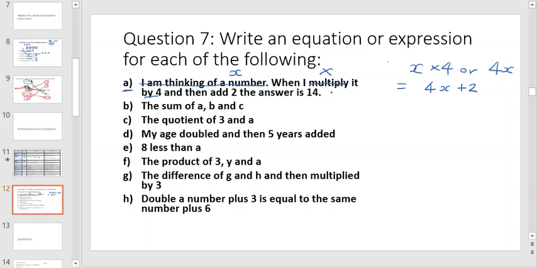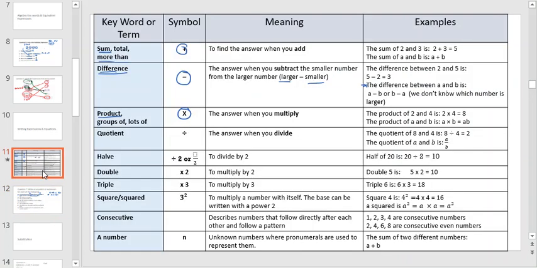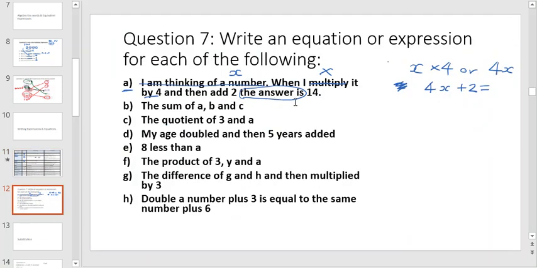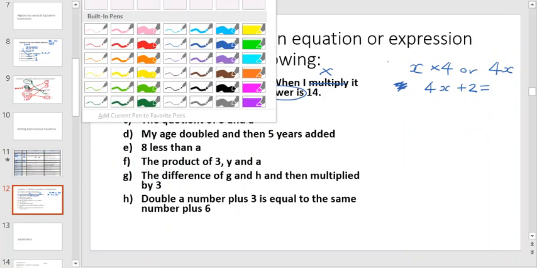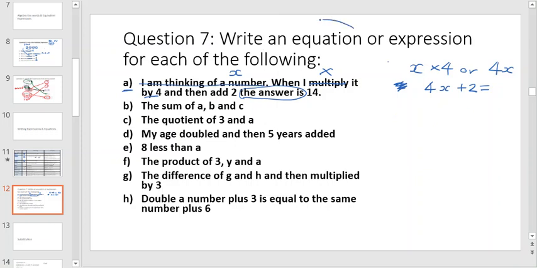The answer is 14. So I'll get rid of the equal sign now because I can see this is an equation. The symbol for is, or the answer is, is my equal sign. I don't think it was in this table here, but whenever you see is or the answer, we mean equals. And we know whenever we have an equal sign, we have an equation. So in this case, the first one is an equation, not an expression. So 4X plus 2, and the answer is 14. And there I go, there's my equation that represents that sentence.